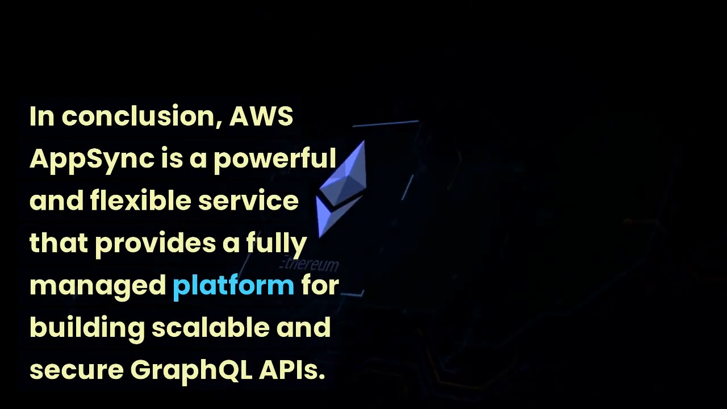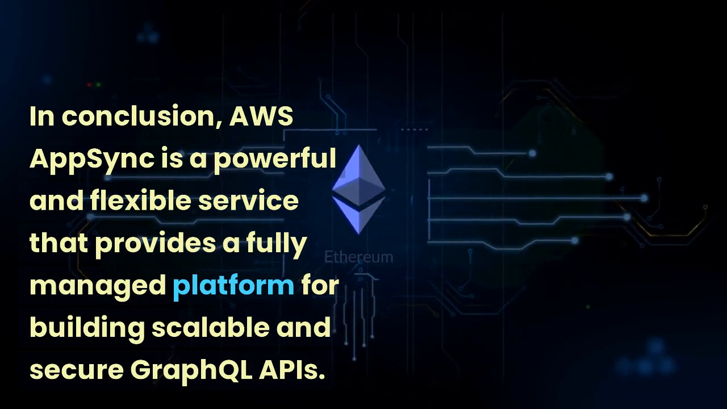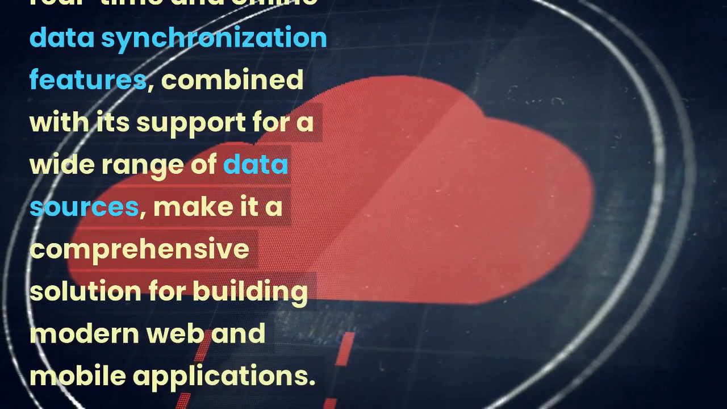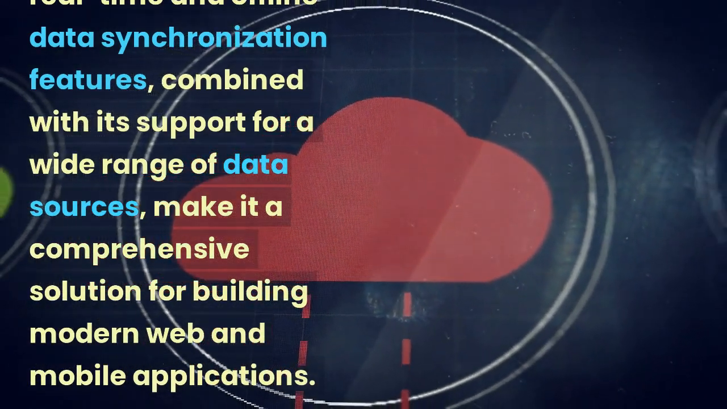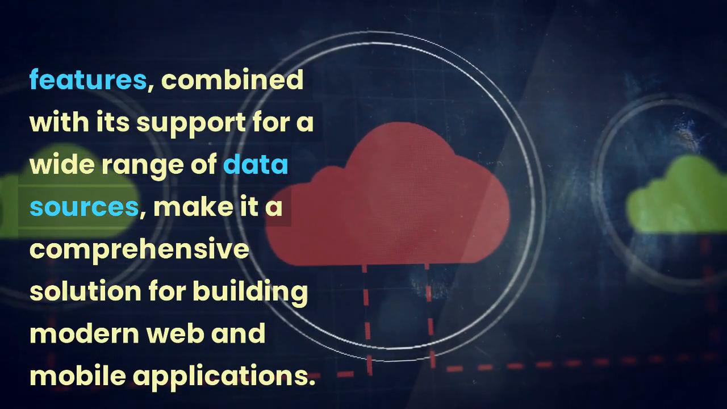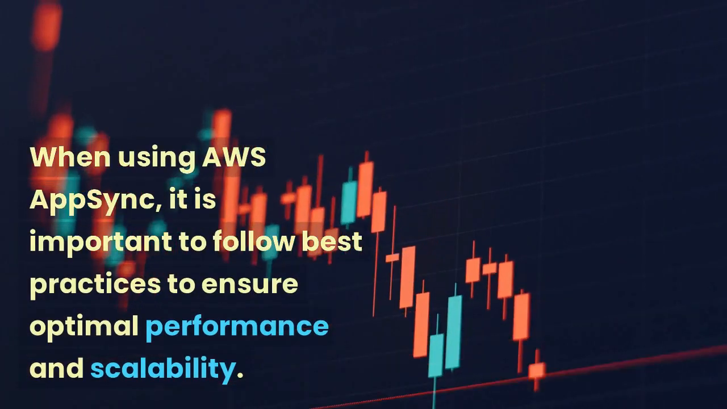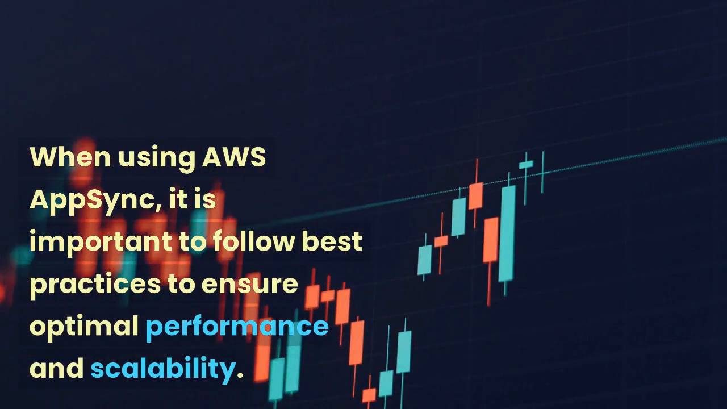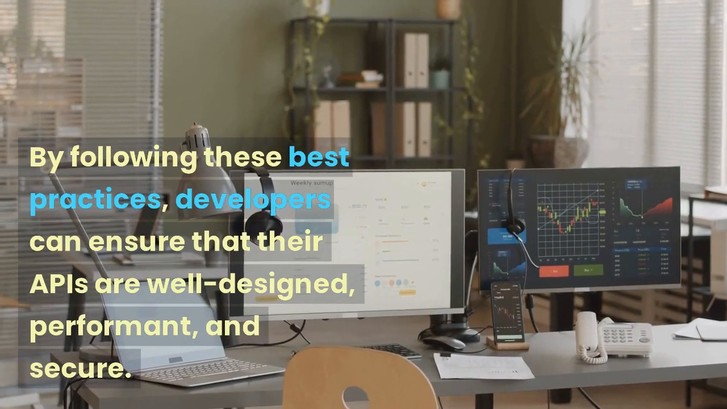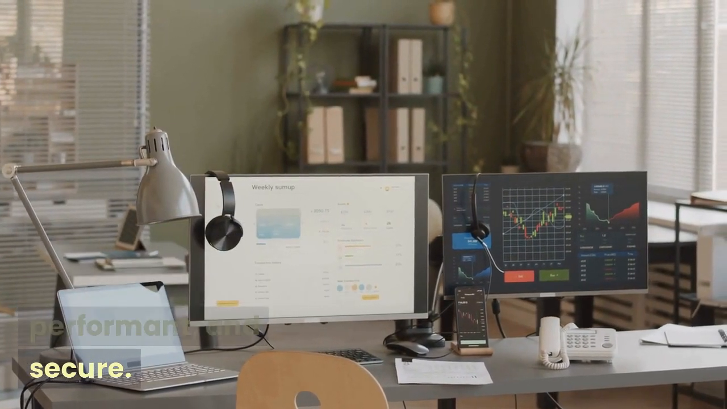Conclusion. In conclusion, AWS AppSync is a powerful and flexible service that provides a fully managed platform for building scalable and secure GraphQL APIs. AWS AppSync's real-time and offline data synchronization features, combined with its support for a wide range of data sources, make it a comprehensive solution for building modern web and mobile applications. When using AWS AppSync, it is important to follow best practices to ensure optimal performance and scalability. By following these best practices, developers can ensure that their APIs are well-designed, performant, and secure.